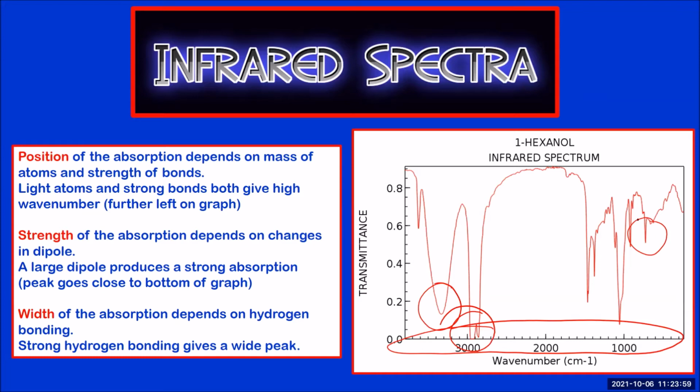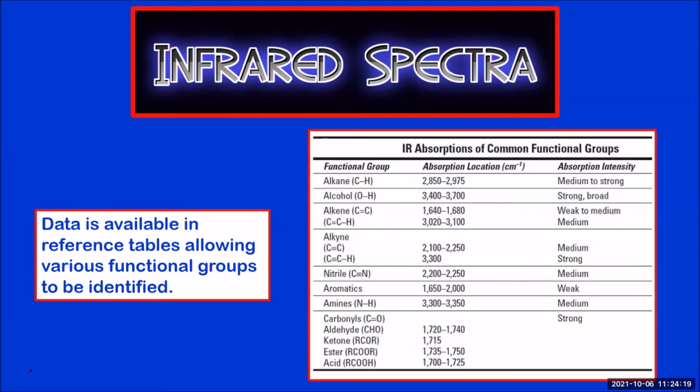The width of the absorption depends on hydrogen bonding. So strong hydrogen bonding gives a wide peak, like we see here, and less hydrogen bonding gives a much narrower peak. You can look up the wave number of each absorption in a table, and that will allow you to identify which bond is causing each trough. That helps you to identify which functional groups are present in the molecule.